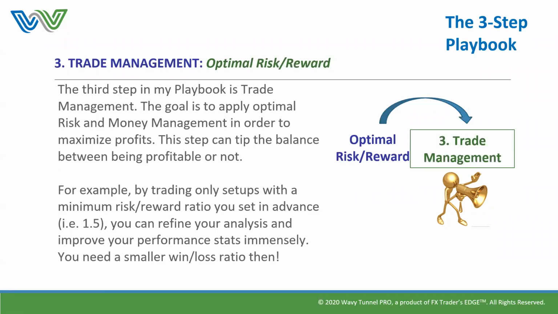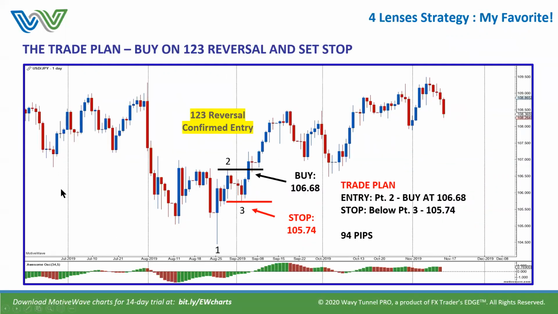For example, by trading only setups with a minimum risk-reward ratio that you set in advance, like 1.5, you can refine your analysis and improve your performance stats immensely. You need a smaller win-loss ratio then. Okay, so yeah, there's a lot to say about this. So let's look at some examples.